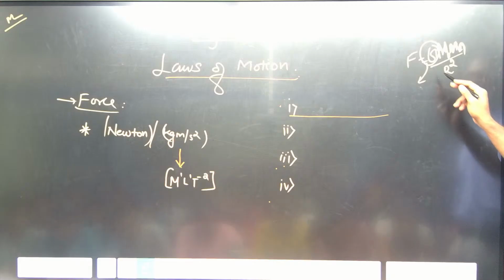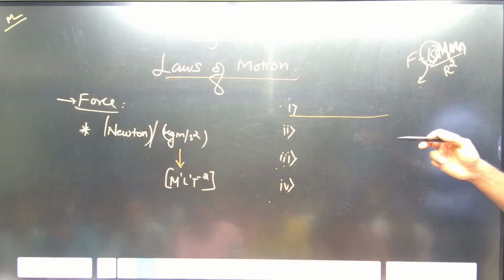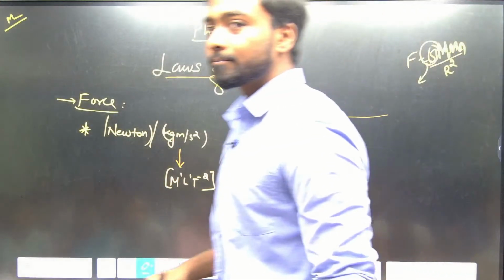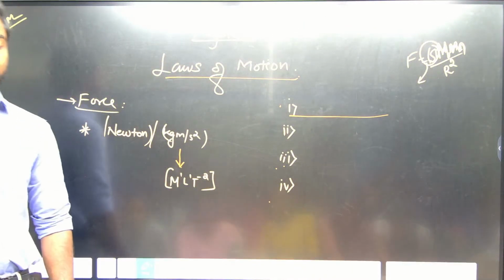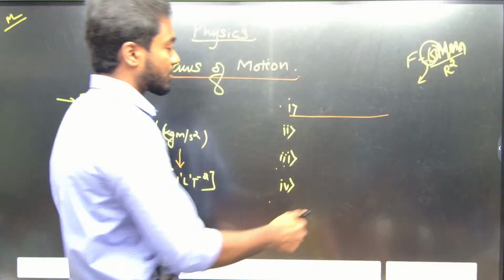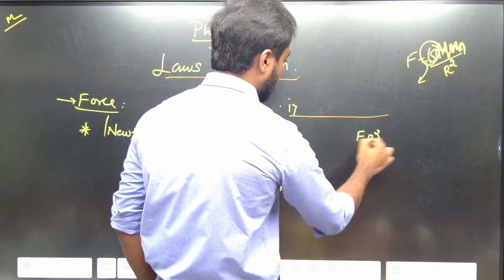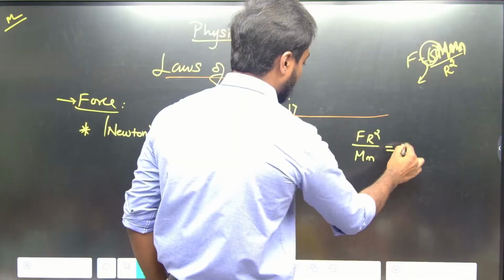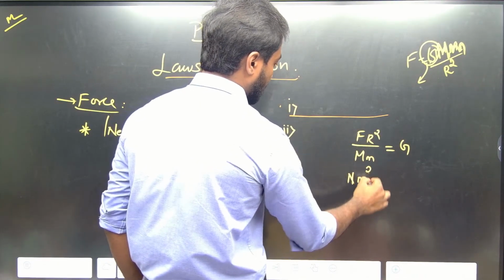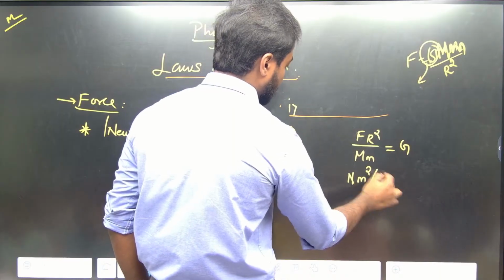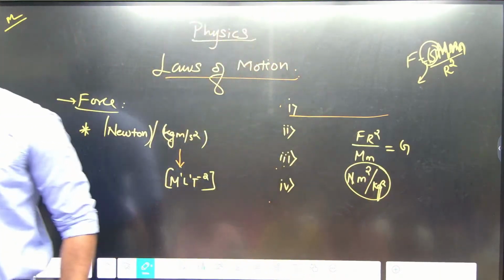So what will be the unit of the gravitational constant? Keep the gravitational constant on one side and send the remaining things to the other side. So F r square divided by m into m will be equal to G. This is Newton, this is meter square per kg square. This is my gravitational constant unit.